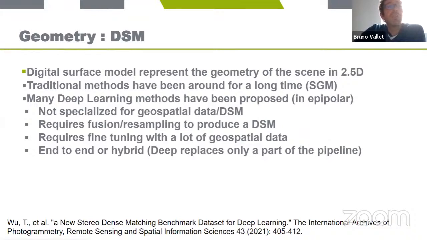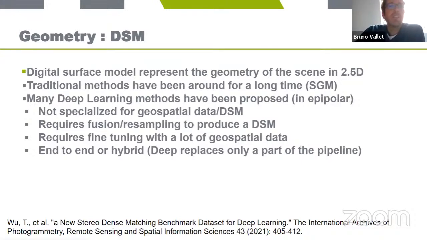But recently what we have seen is that deep learning methods have been proposed to improve the quality of dense matching, and in particular epipolar dense matching. Usually these methods are not really specialized for geospatial data or for DSM production. So if you want to integrate them in your pipeline, this requires fusion and resampling in order to produce a DSM. And also you need to do fine tuning of the networks with a lot of geospatial data.